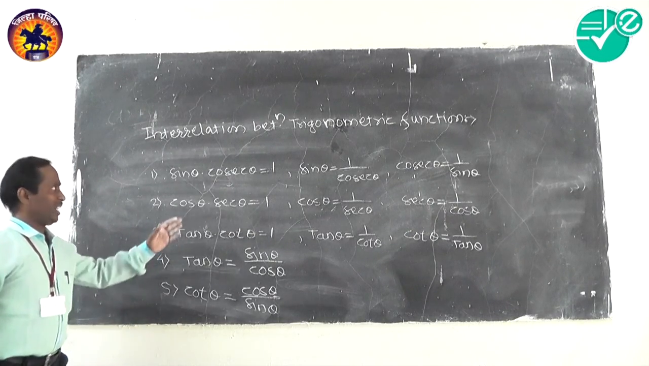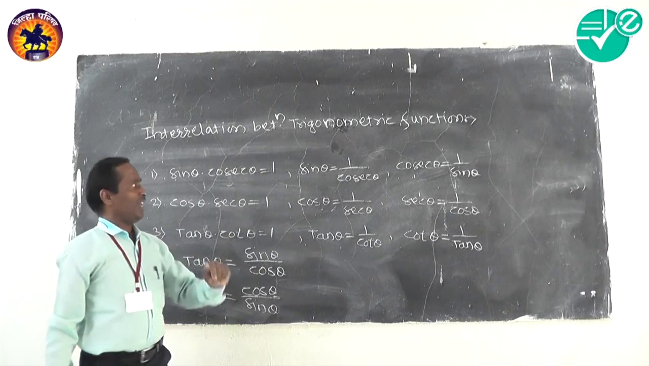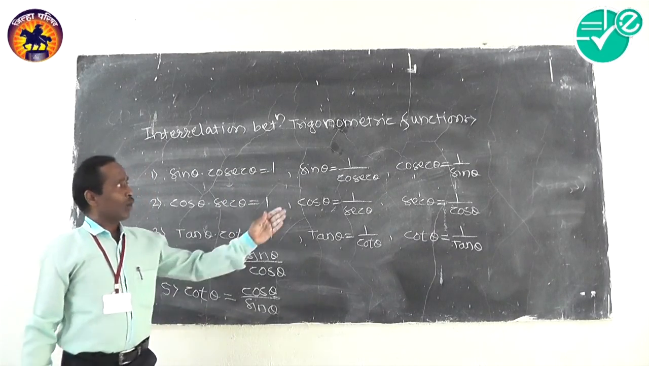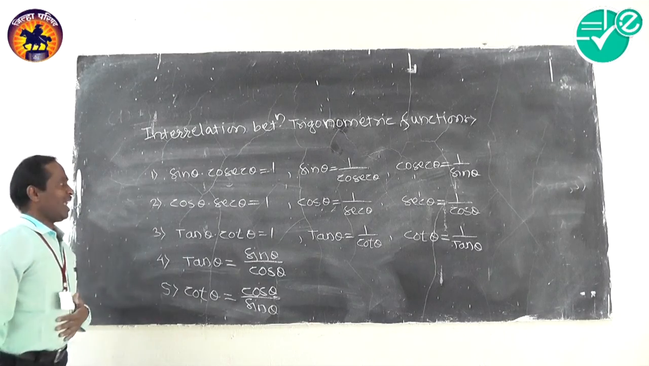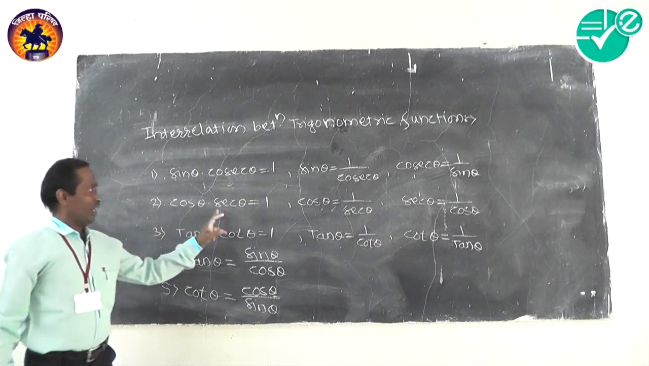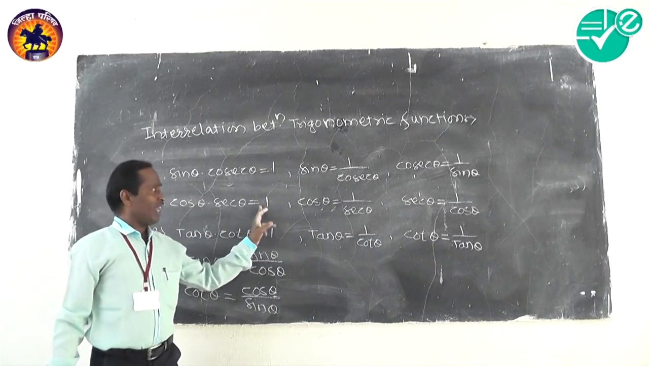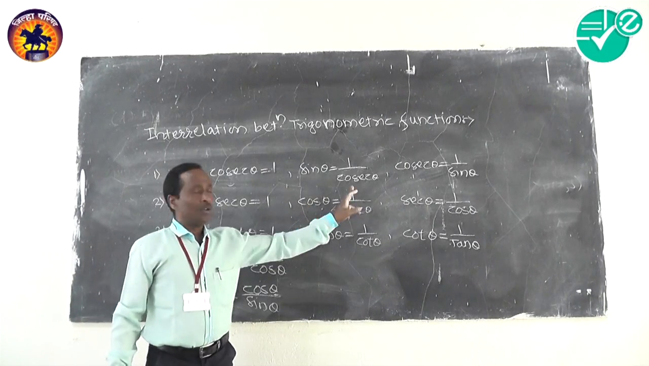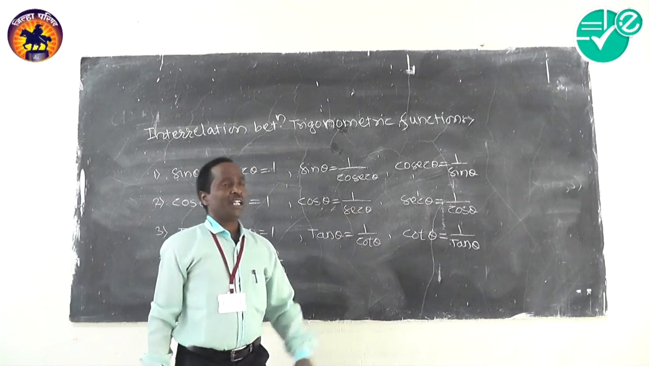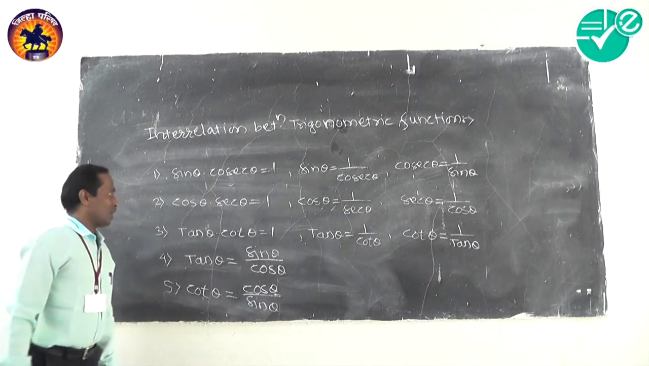Sin theta into cos theta is equal to 1. Sin theta can be written as 1 upon cosec theta. Cosec theta can be written as 1 by sin theta. Cos theta into sec theta is equal to 1. Cos theta can be written as 1 upon sec theta. Sec theta can be written as 1 upon cos theta.